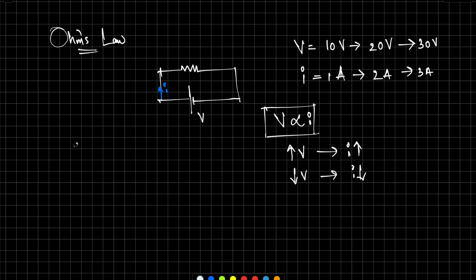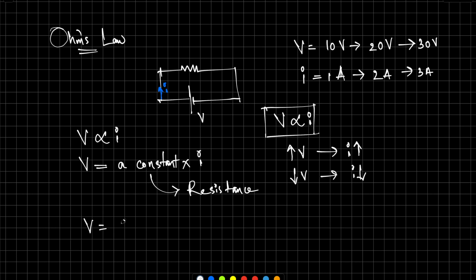I'm going to convert this into an equation. So V proportional to I. We need to remove this proportionality sign, so we need to multiply with a constant. Removing the proportionality sign, replacing it with an equal sign by multiplying a constant, a constant times current. This constant is resistance. So V equals RI or V equals IR. This is the general equation for Ohm's law.